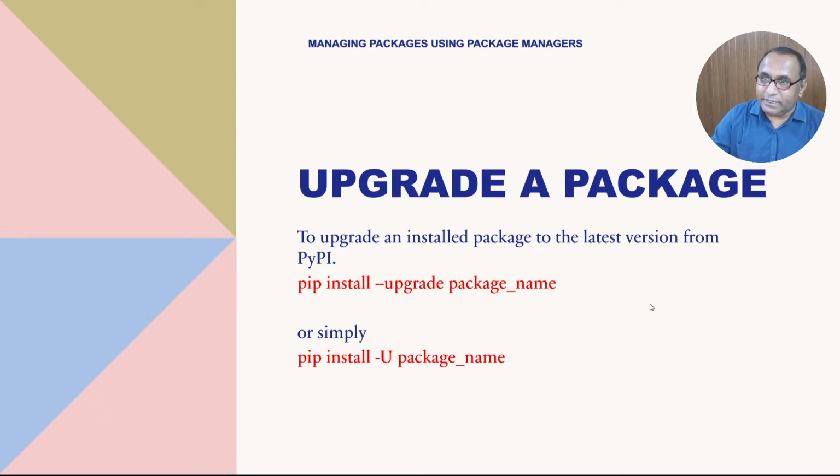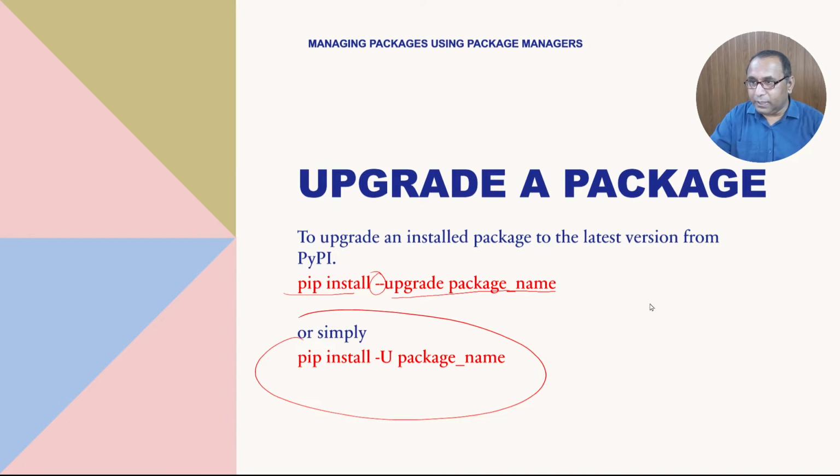To upgrade an installed package to the latest version from PyPI, we can do so by using the statement pip install, and here is a double hyphen, okay, then upgrade and the package name. When you run this statement, this will upgrade your installed package in your system. Either you can use this statement, which is pip install, hyphen uppercase U, then the package name. So you can use one of these to upgrade a package in your system.